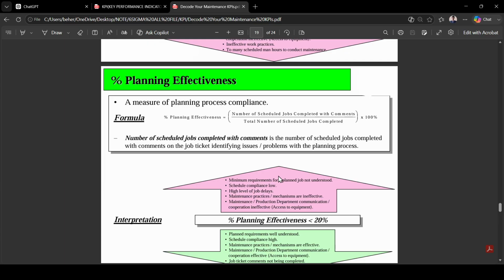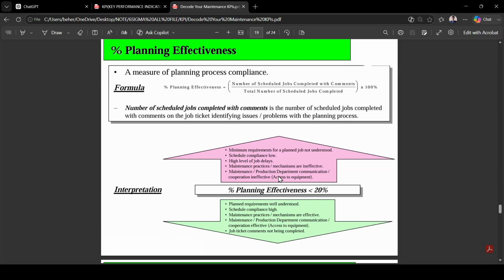Percentage planning effectiveness. A measure of planning process compliance. So percentage planning effectiveness equals the number of scheduled jobs completed with comments divided by the number of scheduled jobs completed, times 100%. The number of scheduled jobs completed with comments is the number of scheduled jobs completed with comments on the job ticket, identifying issues and problems with the planning process.